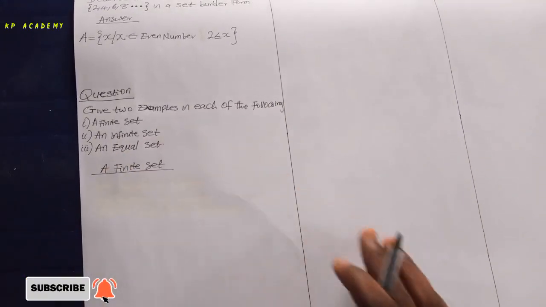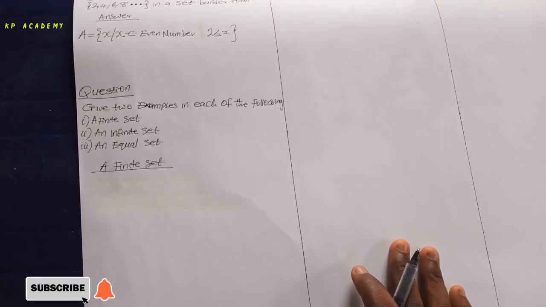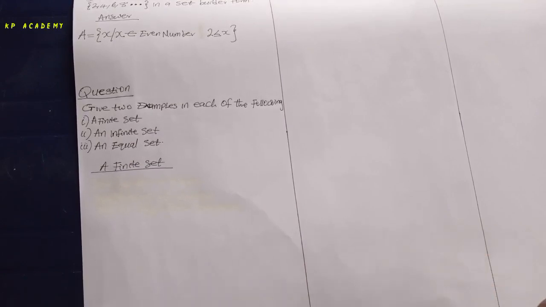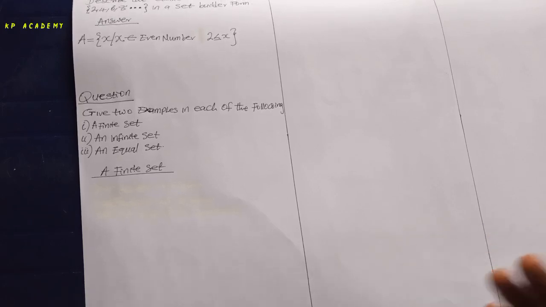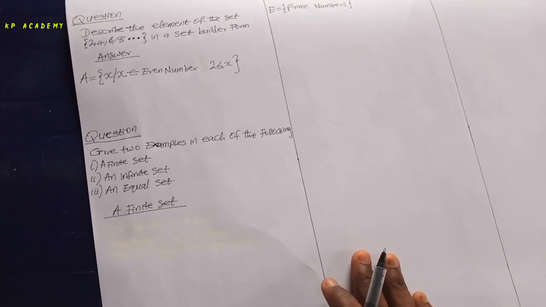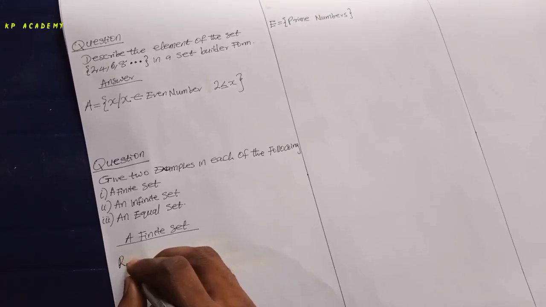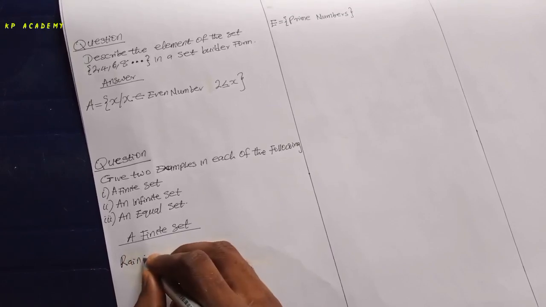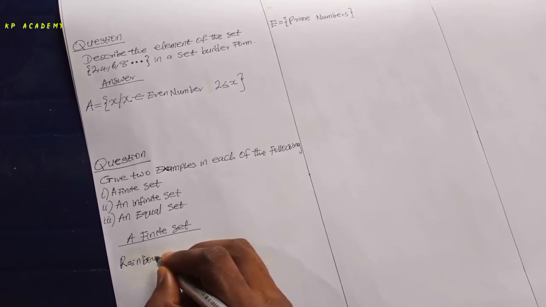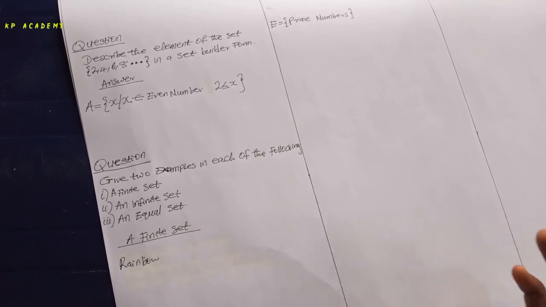Okay, so for a finite set, what is a finite set? A finite set is a type of set whose element is finite, just like the name goes. Now we're asked to give at least two examples. The first example we're going to give here is rainbow color. When we talk about rainbow color, the set of colors in a rainbow is nothing but finite.